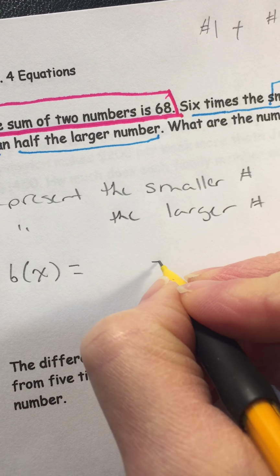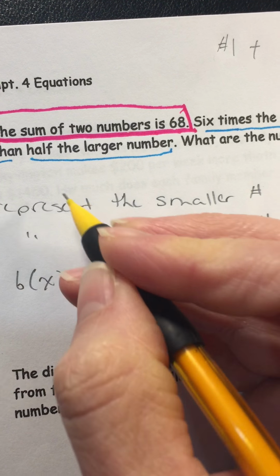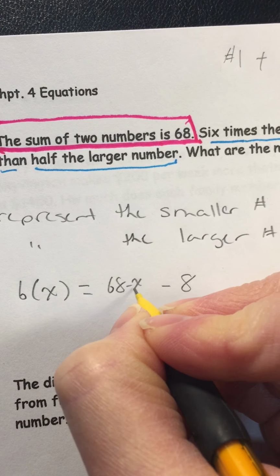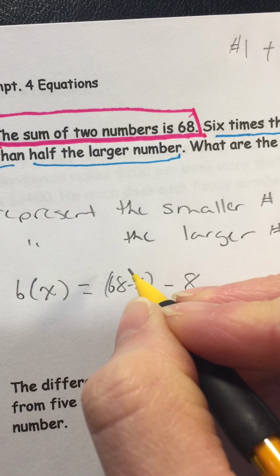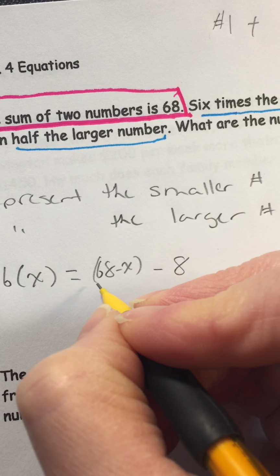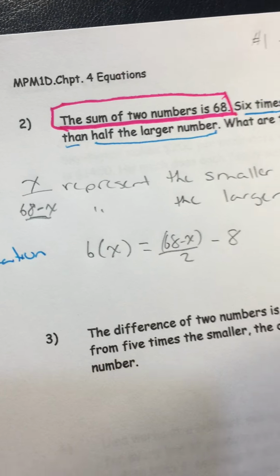8 less than. So I'm going to remove 8 from something. What am I going to remove 8 from? Half the larger number. So my larger number was 68 minus x. I need to put it in brackets to indicate the whole larger number is going to be cut in half. I can either multiply it by half or divide it by 2. It's the same thing. I prefer to write it like that.